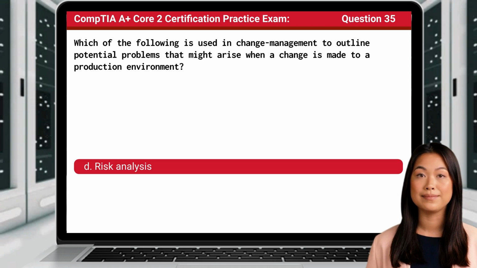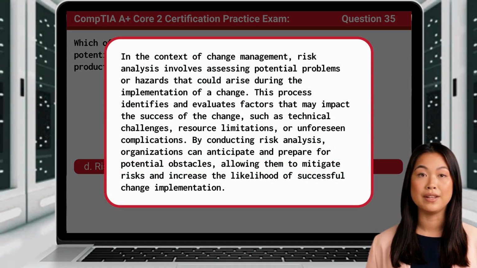The answer is D. Risk analysis. In the context of change management, risk analysis involves assessing potential problems or hazards that could arise during the implementation of a change. This process identifies and evaluates factors that may impact the success of the change, such as technical challenges, resource limitations, or unforeseen complications. By conducting risk analysis, organizations can anticipate and prepare for potential obstacles, allowing them to mitigate risks and increase the likelihood of successful change implementation.